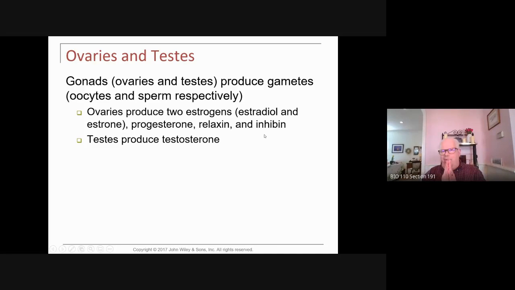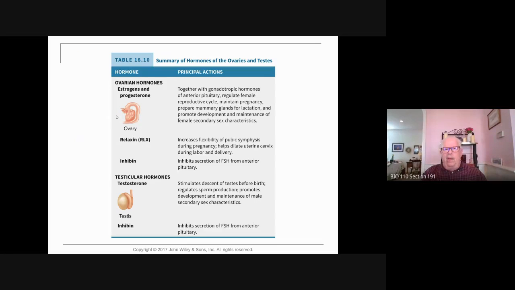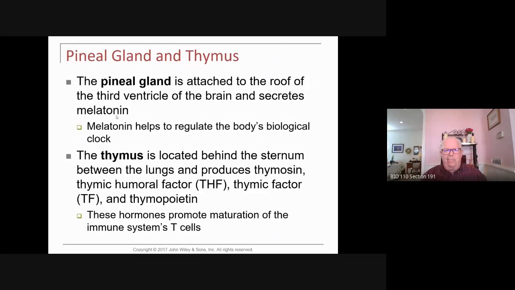How do I remember those hormones produced by the ovaries? Because I remember RIPE: relaxin, the R, inhibin, the I, progesterone, the P, estrogen, the E. The ovaries produce RIPE, 4 hormones, all right? And we'll talk much more about these hormones when we talk about the reproductive system, all right?